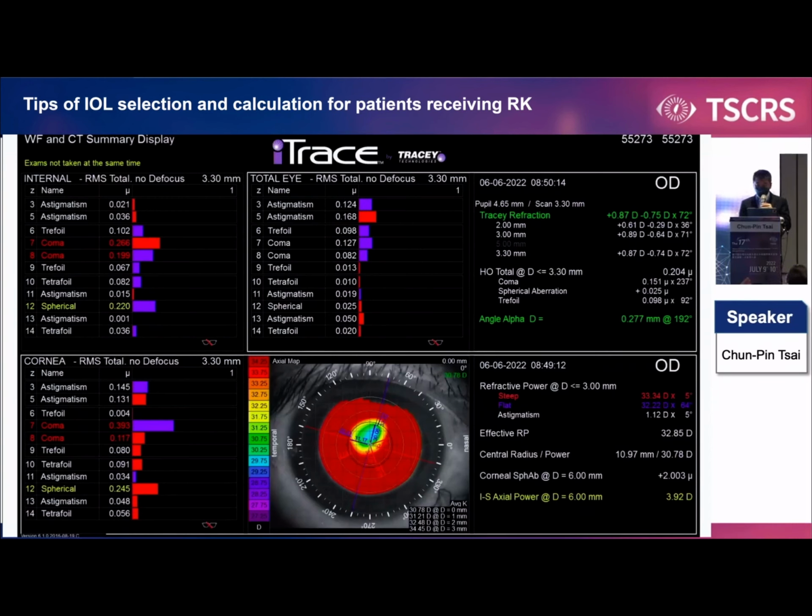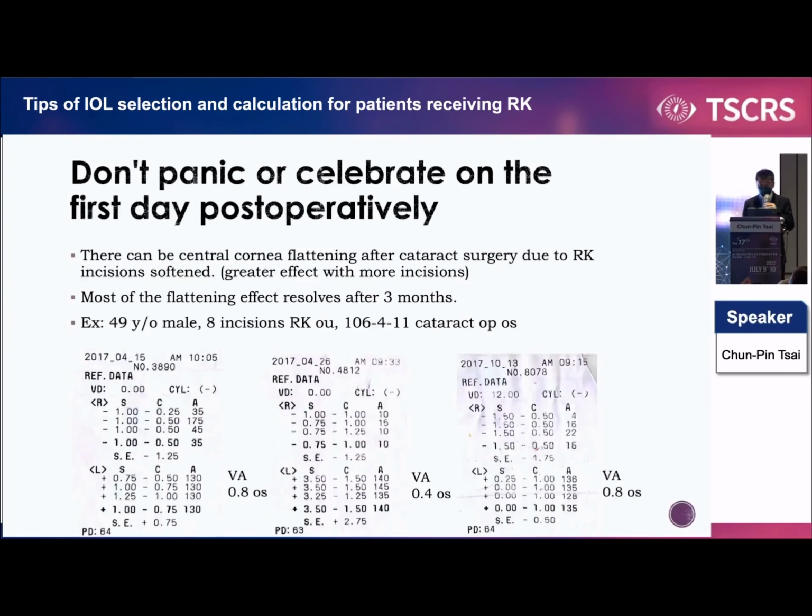This patient had 8-incision RK 30 years ago. His optic zone is about 3 millimeters. There is no obvious high-order aberration noted. His vision was great after RK, but before the cataract surgery. He's a good candidate for multifocal IOL.